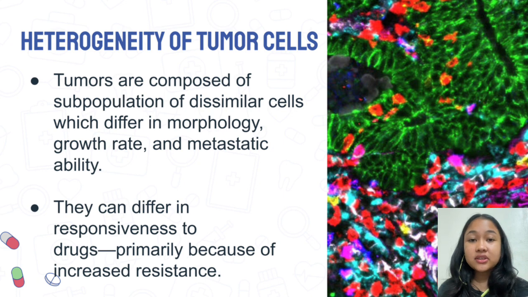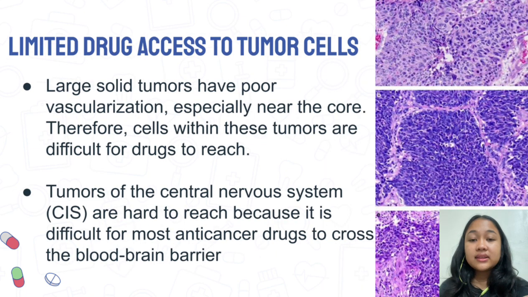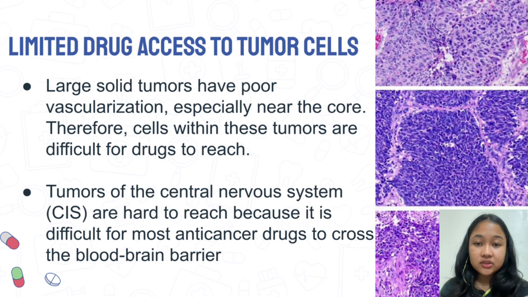Next is the heterogeneity of tumor cells. Tumor cells are heterogeneous, meaning they are composed of dissimilar cells. These cells each have different responses to medications. Last is the limited drug access to tumor cells. Tumor cells, depending on the location or size of the tumor, can be difficult to reach. For example, tumors in the central nervous system are hard to reach because of the blood-brain barrier.